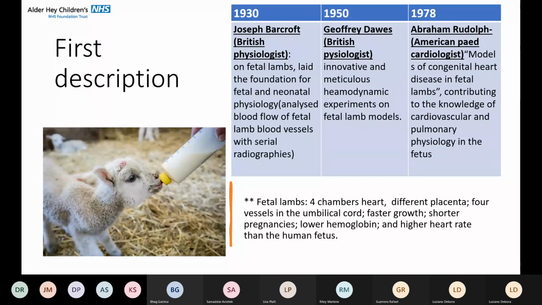Later on, in the 1950s, another British physiologist, Geoffrey Dawes, had more innovative information about the hemodynamics of fetal circulation, also in fetal lambs. Later on, in the late 70s, Dr. Abraham Rudolph, an American pediatric cardiologist, published the models of congenital heart disease in fetal lambs, and he contributed to the knowledge of cardiovascular and pulmonary physiology in the fetus. He has a wonderful published book for pediatric cardiologists, and it goes through in detail all anomalies and pathologies and fetal circulation as well.